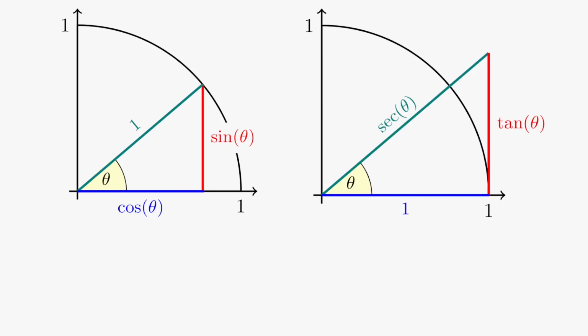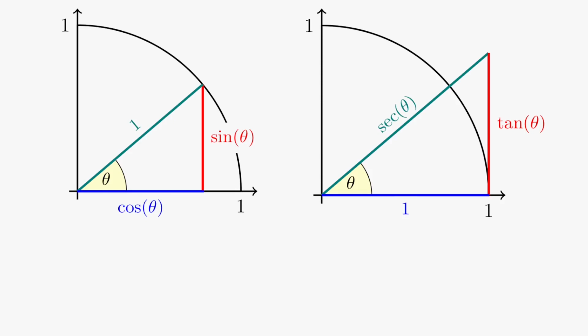If we draw two more line segments here, one that's tangent to the circle at x equals 1, and another a radial line segment making an angle theta with the positive x-axis that cuts through the circle, we can call the lengths of these line segments tangent theta because it just touches the circle, and secant theta because it cuts through the circle. Both of these are right triangles. Both of them share an angle theta.